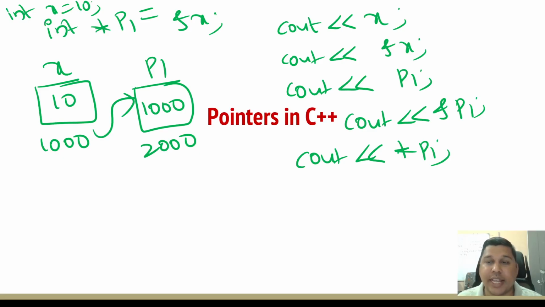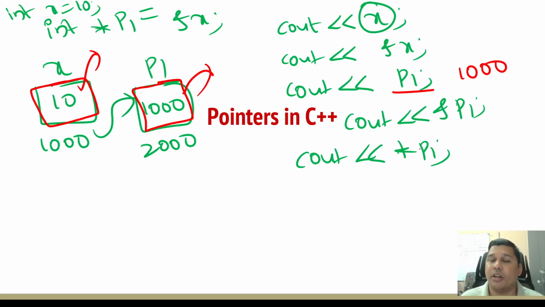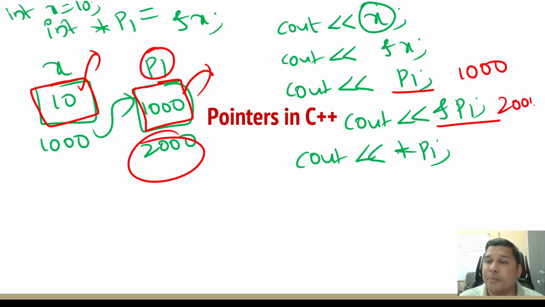C out of p1 is 1000, because when you say C out of x, whatever is there inside the box x, that content is printed. Same way, when you say C out of p1, whatever is there in the box of p1, this content is printed, that is 1000. And when you print ampersand p1, this p1 variable's address, that is 2000, will be printed.